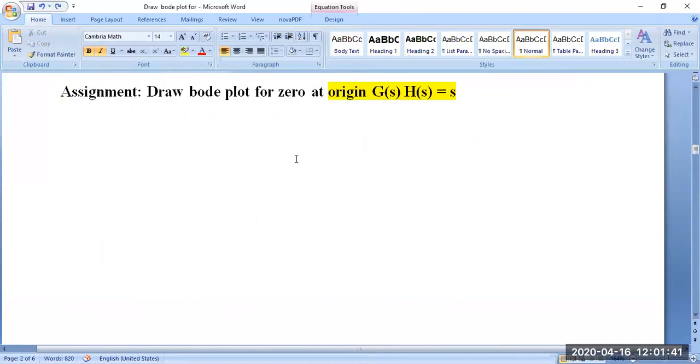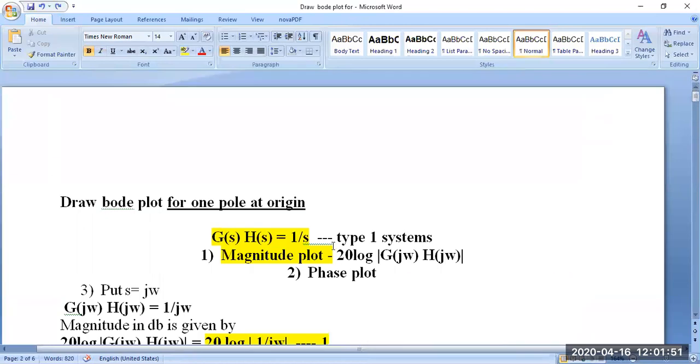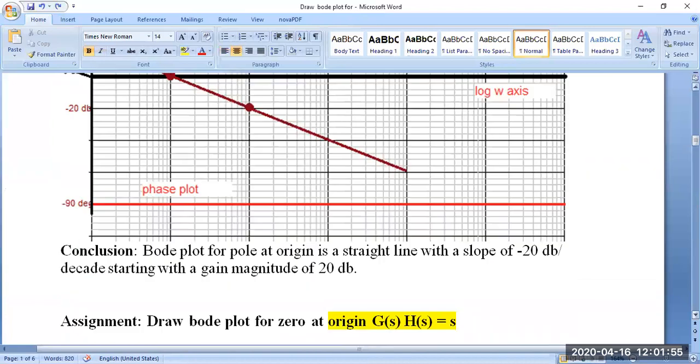So what will be your assignment? The assignment is to draw the Bode plot for a zero at origin. So g of s into h of s is equal to s, not 1 upon s. Our previous function was 1 upon s. Now you have to draw it for only s. And this is another assignment.